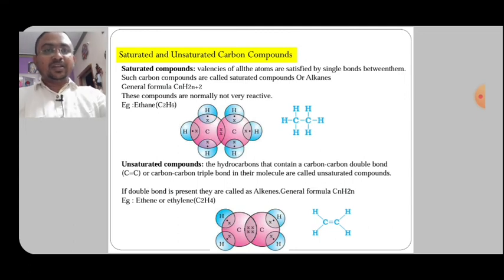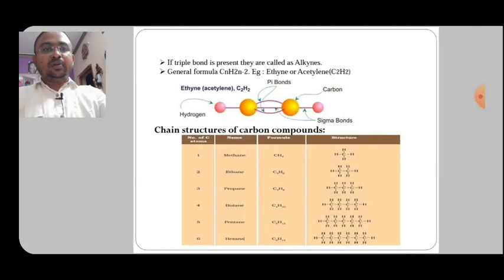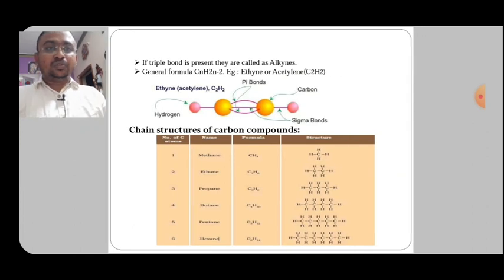In a double bond, one is sigma and one is pi. In a triple bond, one is sigma and two more are pi bonds. In this table, we can see the various hydrocarbons with their structures: methane, ethane, propane, butane, pentane and hexane.